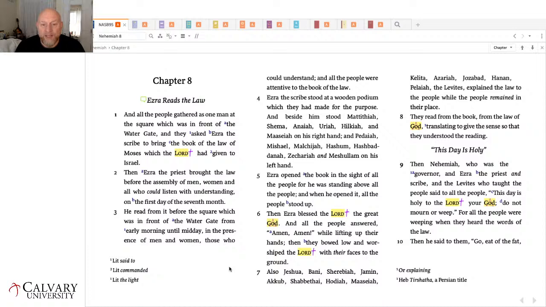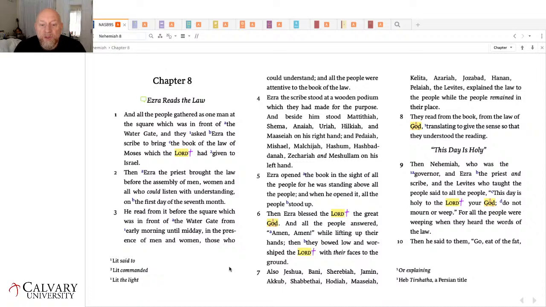Just that picture is amazing to me. This is people who had been in exile, and they were brought back to the land. So they were ready to hear what God had to say and to obey. Verse 4, Ezra the scribe stood at a wooden podium which they had made for the purpose, and beside him stood Mattathiah, Shema, Ananiah, Uriah, Hilkiah, and Messiah on his right hand, and Pediah, Mishael, Malchijah, Hashum, Hashbadan, Zechariah, and Meshulam on his left.